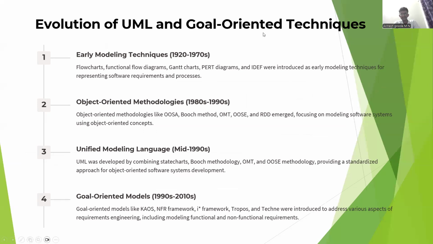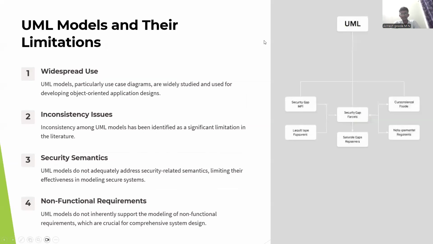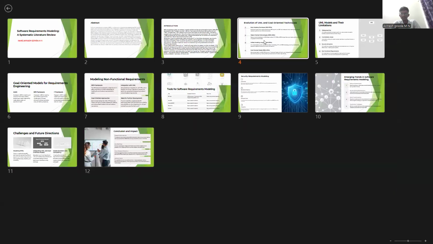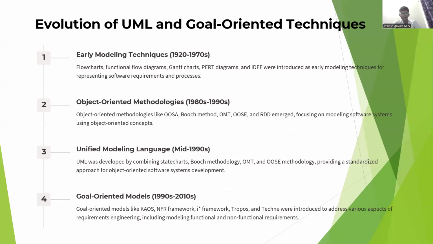Evolution of goal-oriented techniques. Early modeling techniques, 1920s to 1970s. Flowcharts, functional flow diagrams, graph charts, plot diagrams, and IDEF were introduced as early modeling techniques for representing software requirements and processes.